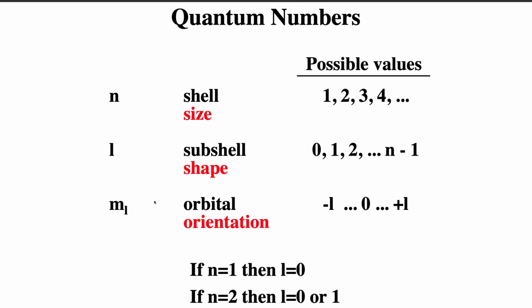m sub l values depend on l. And so m sub l goes from minus l through 0 to plus l. If l was 1, m sub l would be minus 1, 0, plus 1. If l was 2, m sub l would be minus 2, minus 1, 0, 1, and 2.